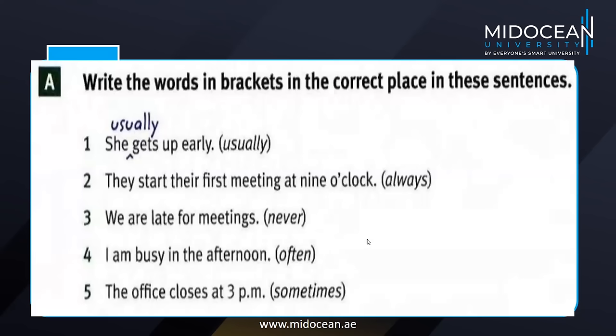Now write the words in brackets in the correct place in these sentences. Now pause the video. ده exercise على ظروف التكرار. So نشوف to check the understanding. She usually gets up early. بقول استخدم usually. طب هنحط usually فين في الجملة؟ قلنا قبل المين فيرب، يبقى قبل gets. So she usually gets up early.